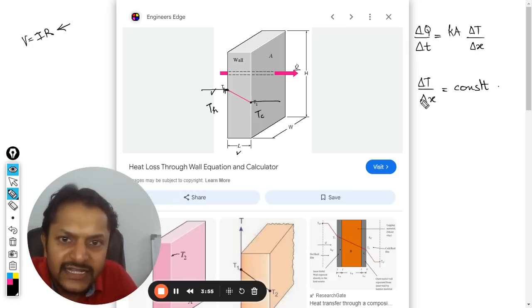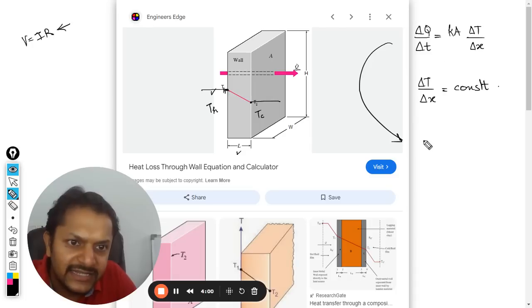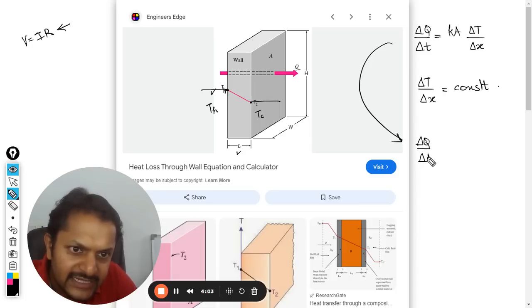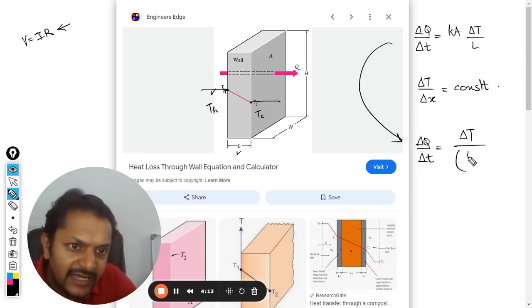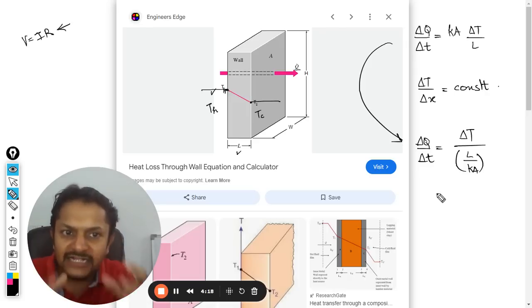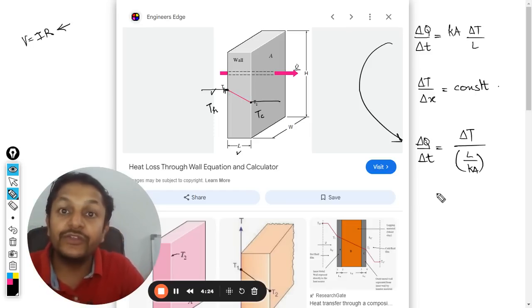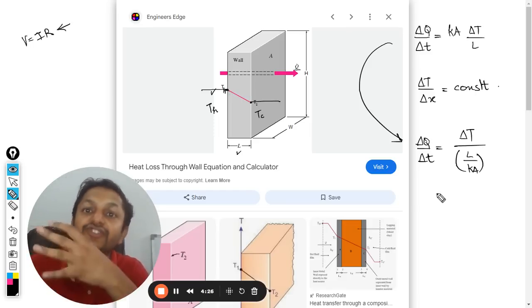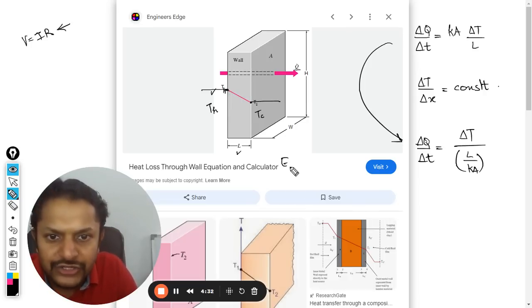Okay, so this is the gradient, which is this. So what happens is I am going to compare this thing, delta Q by delta T, is equal to delta capital T divided by this. So instead of delta X, now I am interested in writing it as L, and Ka goes to the denominator further. So delta Q by delta T is the rate at which the heat is going, but I am going to compare it with electric current, the rate at which the charge is flowing. I'm just comparing. This is called electrical analogy.